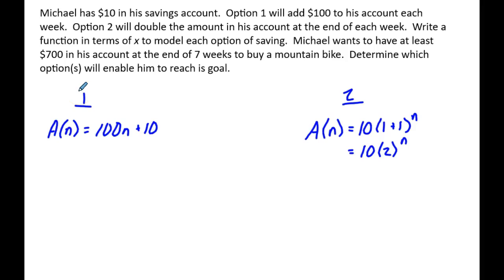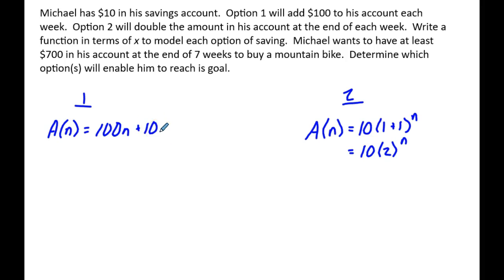So if we look at option 1, where it's adding $100 to the account each week, that's going to represent a linear function. So if we set up a of n, which represents the amount in the account after n weeks, that's equal to 100n, $100 times the number of weeks, plus 10, the original amount.